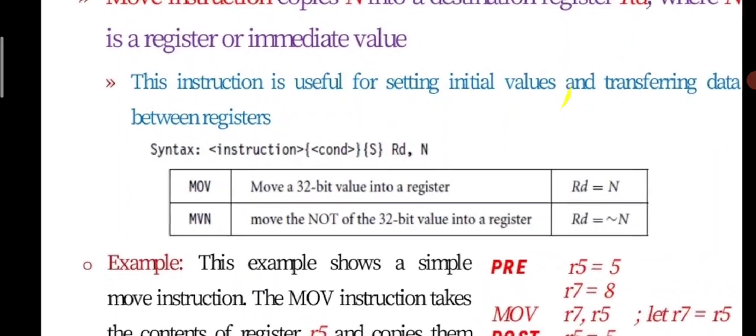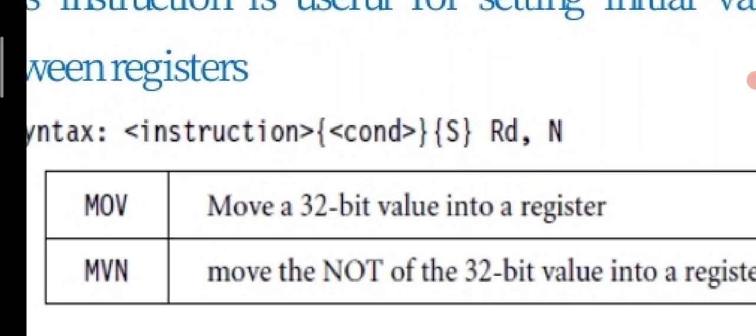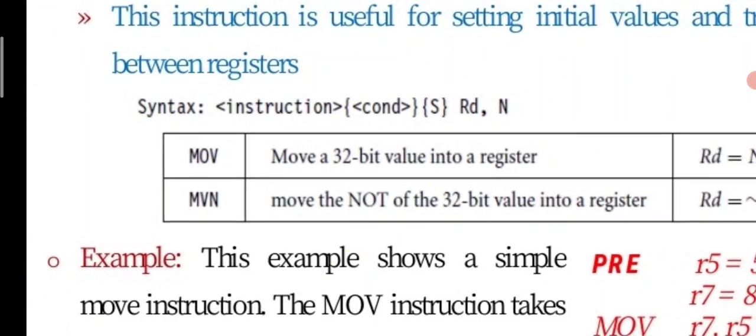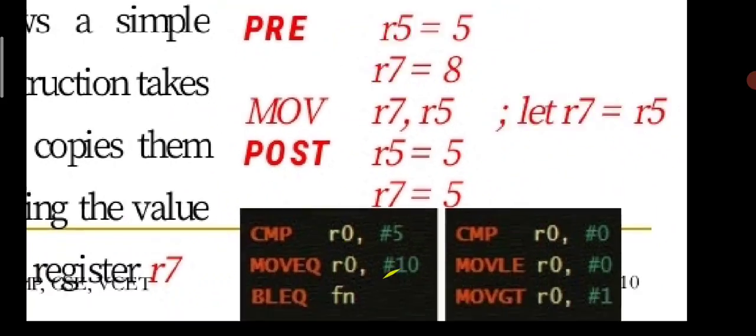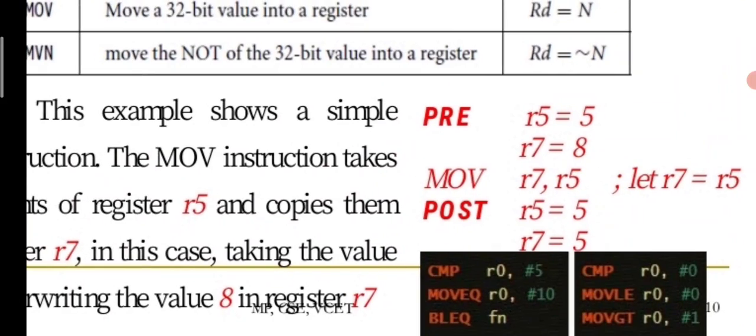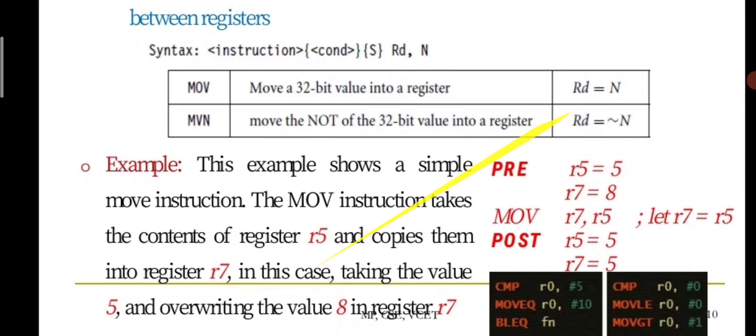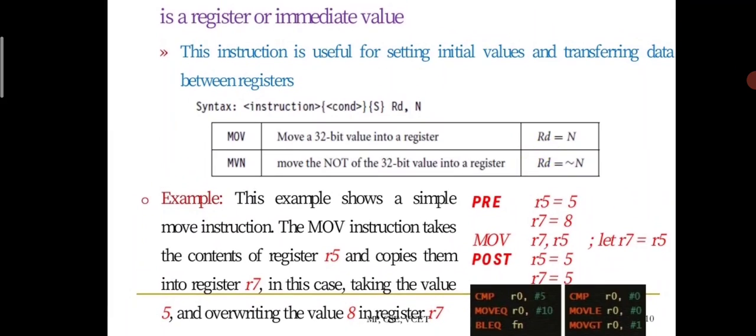Next, if you observe this example, the move instruction: MOV condition Rd, Rn. I am writing here MOV R7, R5. Whatever value is available in R5 will go and sit in the place of R7. R5 has the value 5. After executing this, MOV R7, R5 means the R5 value will go and sit in R7. So after executing, R5 and R7 both have the value 5. Remember that the move instruction is used to transfer data from one place to another.